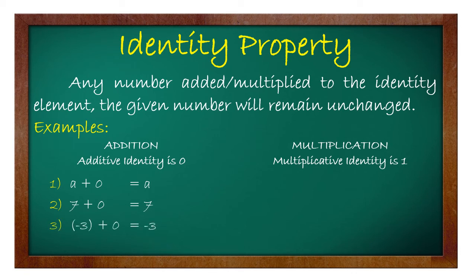Negative 3 plus 0 is still negative 3. Hindi nagbabago. Kung ano pa rin yung number na given natin, yun pa rin yung sagot natin. Same thing with the multiplication. Pag minultiply mo daw ang isang number sa multiplicative identity natin na 1, ang sagot niya, yung number na yun pa rin. So, A times 1 is still A pa rin. 2 times 1 is still 2. Negative 4 times 1 is still negative 4.